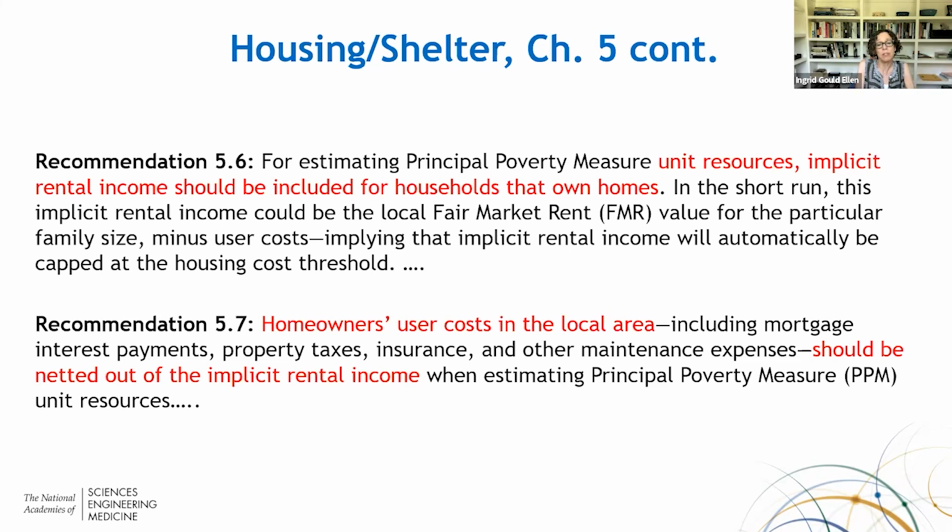And it also has the advantage of automatically capping implicit rent at the fair market rent level. While it's probably somewhat unusual for low-income homeowners to live in larger and more expensive homes, even if they do, it's not easy to convert the higher value of those homes into disposable income and consumption of other goods, right? As Bobby talked about. So we argue that Census should only credit homeowners with implicit income resources up to the amount it takes to rent a standard quality home of an appropriate size in their local market. So they don't get extra implicit income that they really couldn't convert into consumption.